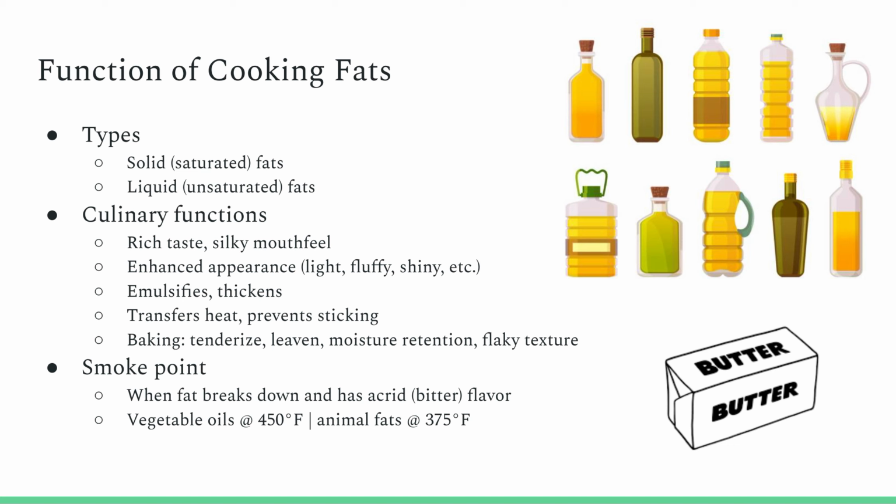And one other important piece of information to learn about cooking fats is their smoke point. So this is when fat begins to break down and can actually develop a bitter flavor that does translate into the food that you're cooking in this oil. Vegetable oil smoke points do vary, and it's usually stated on the bottle. Vegetable oils are usually around 450 degrees Fahrenheit, but animal fats are lower, around that 375-degree range.